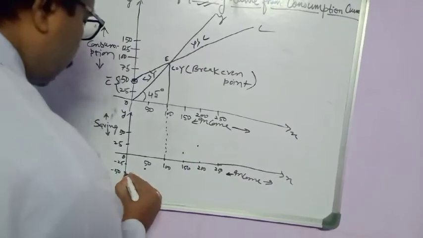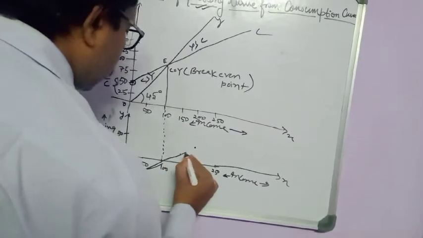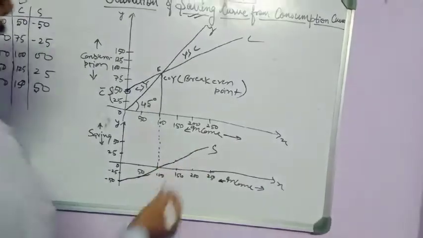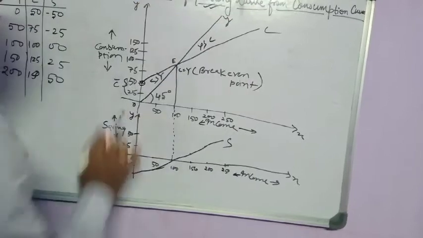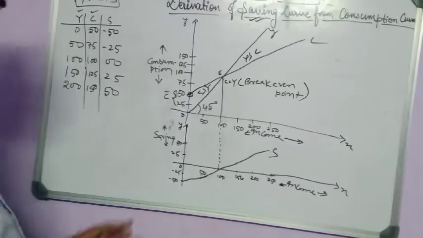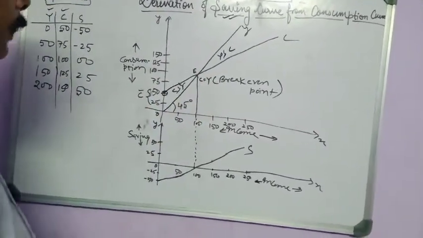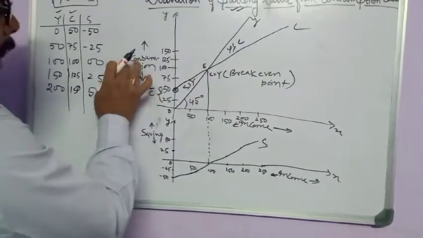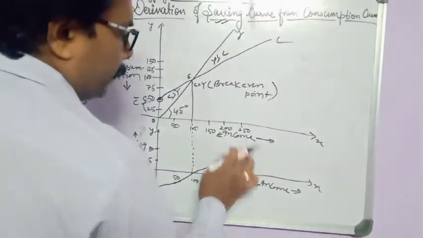So in this way, the saving line is passing through this and indicates the saving line, and we have already derived the consumption line from the saving line. But here a question will come in your mind, how will we explain this diagram? So first of all, the first point you will write: on the y-axis, consumption and saving are taken, and on the x-axis, the income.